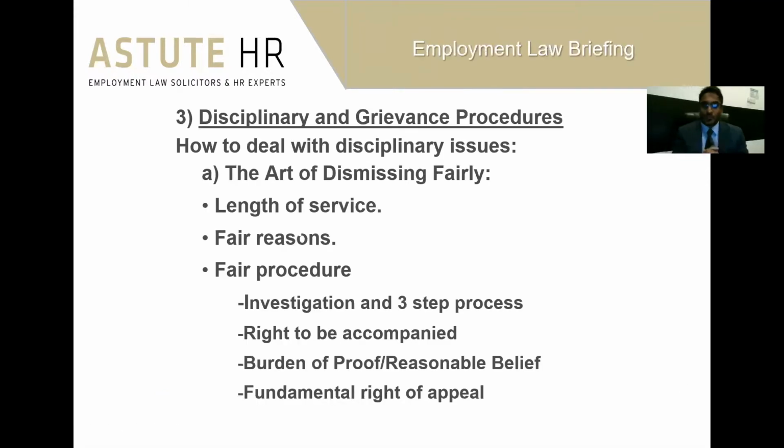So let me talk to you about what's involved for a fair dismissal. I mentioned previously that you need at least 2 years' service to claim unfair dismissal. So basically an employer can dismiss an employee for any reason they like when they've got less than 2 years' service, unless it falls within the discrimination category, or if it's something that's automatically unfair. You need a fair reason and you need a fair procedure.